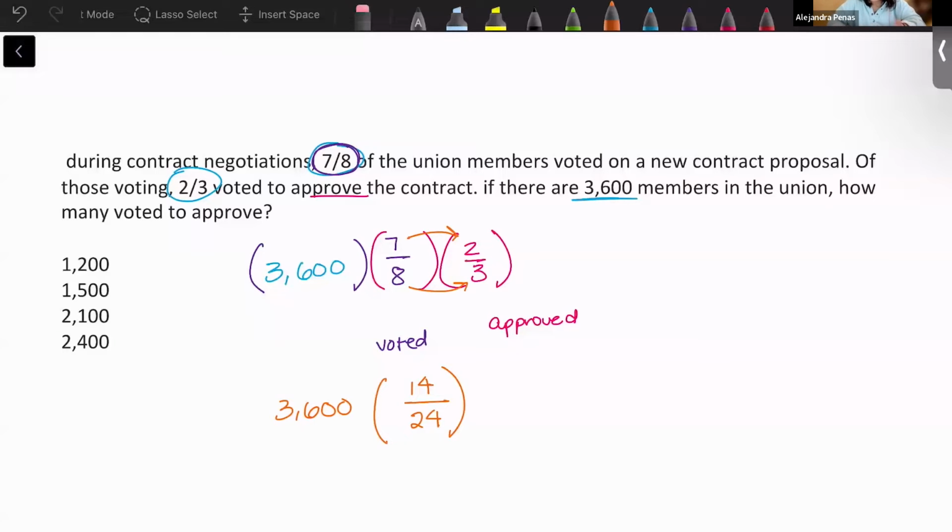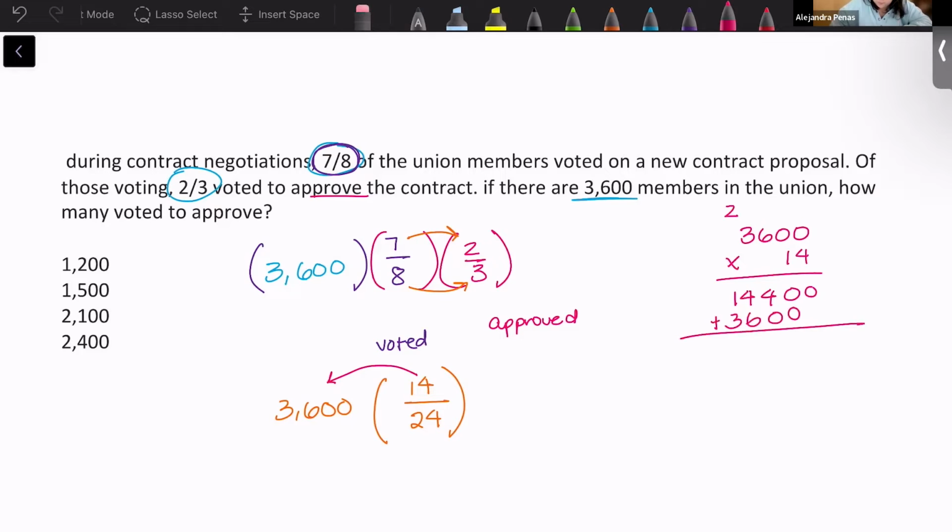Can you simplify that? Yeah. Can you just simplify everything at the end? I suggest that. So let's go ahead, and whenever you have a whole number times a fraction, you're always going to multiply the top number times the whole number. So 3,600 times 14 would be 0, 0, 24, carry the 2, 12 plus 2 is 14, and then 0, 0, 6, 3, and that's going to be 5. So this is going to equal 50,400, everything divided by 24.